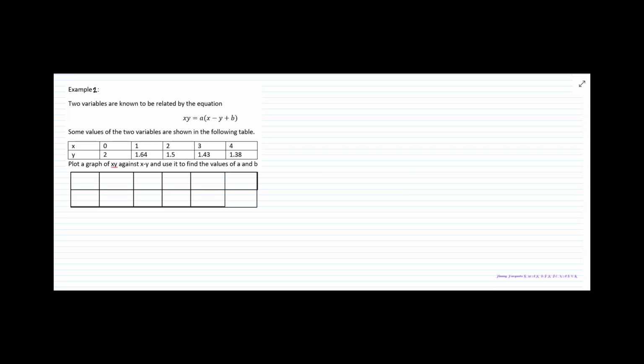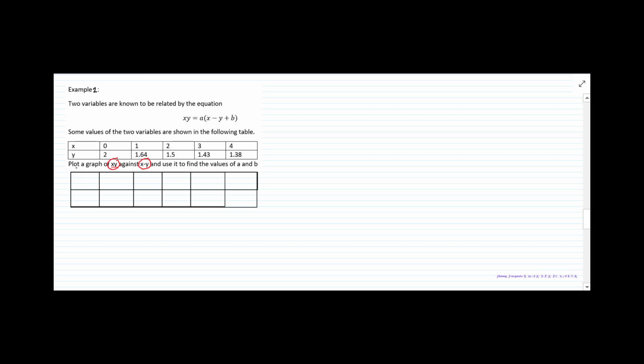The next is example 2. Two variables are known to be related by the equation xy equals a(x minus y) plus b. Some values of the two variables are shown in the following table. We have the values of x and y. This is not linearly related, so if we draw the graph it will be a curve, not a straight line. But the instruction says if we plot xy against x minus y, maybe it will become a straight line. We don't know yet, but let's find out.